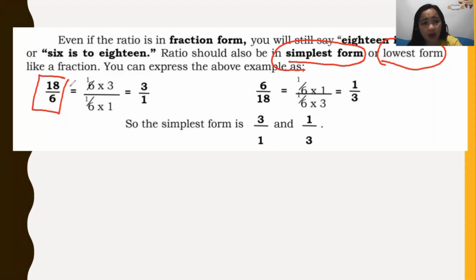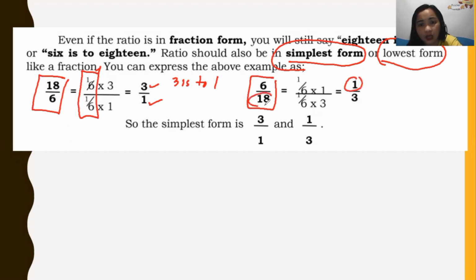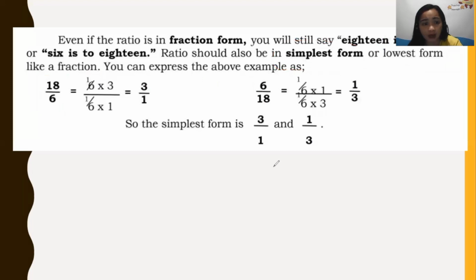Paano? How are we going to get the lowest term? By simply dividing it by 6. 18 divided by 6 is 3. And 6 divided by 6 is 1. Or pwede mong tanggalin, i-cancel out yung 6 sa factors nila. So therefore, the simplest form is 3 is to 1. And this one, 6 is to 18. We divide it by 6. 6 divided by 6 is 1. And 18 divided by 6 is 3. The simplest form is 1 is to 3. Okay, huwag kalilimutan na kahit naka-ratio tayo, ratio ang ating lesson, we need to express the answer in lowest term or in simplest form.